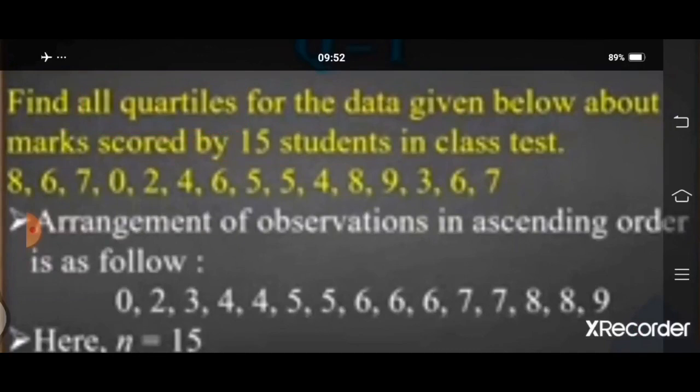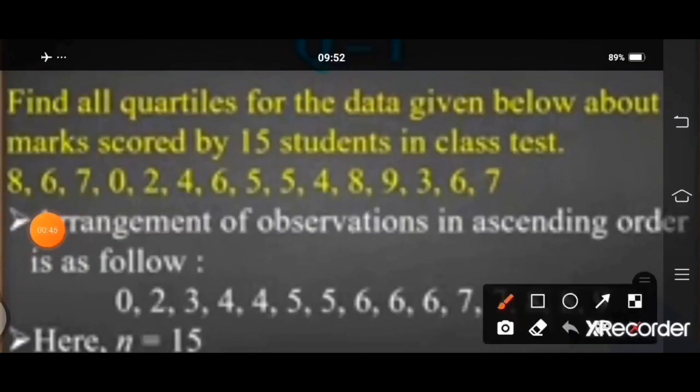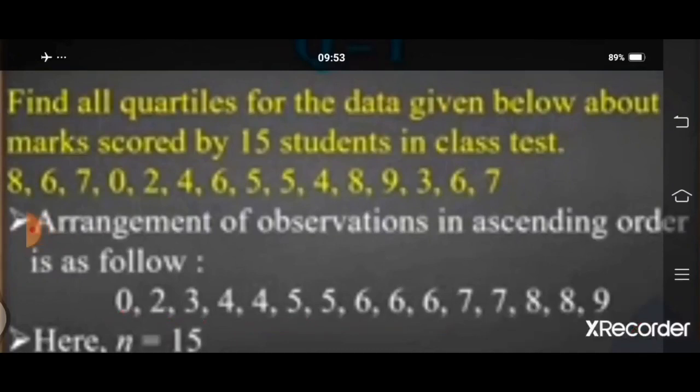First, we will arrange all observations which are given in row form in ascending order, like this: 0, 2, 3, 4, 4, 5, 5, 6, 6, 7, 7, 8, 8, 9, 9. And here n equal to 15.